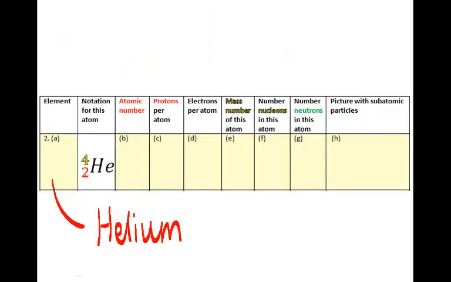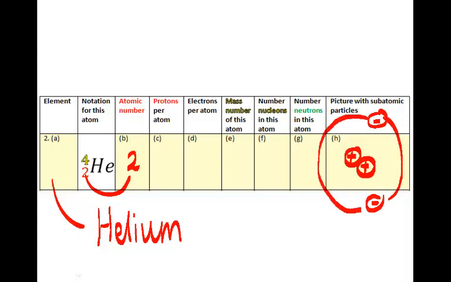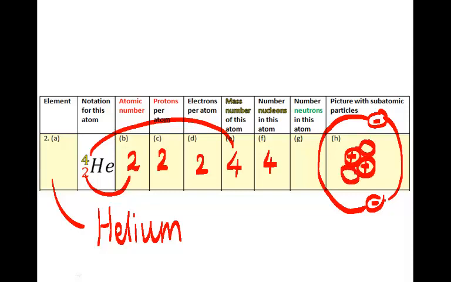Helium. The atomic number of all helium atoms is 2, meaning that every helium atom has 2 protons in its nucleus. Every neutral helium atom, which is every helium atom because helium is always neutral because it is inert, it's a noble gas, has 2 electrons moving around the nucleus. So 2 protons, 2 electrons per atom. The mass number of this particular helium atom is 4, meaning that there are 4 nucleons in this atom. 2 of them are protons, so the other 2 have to be neutrons.